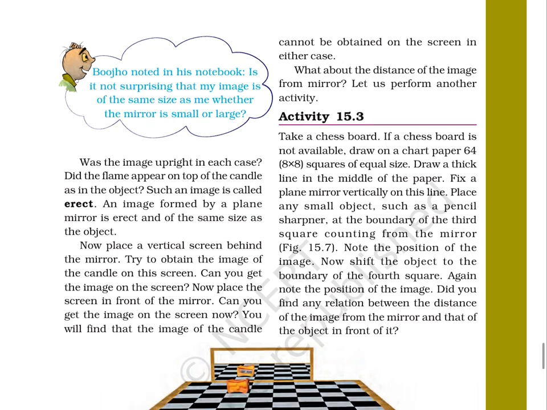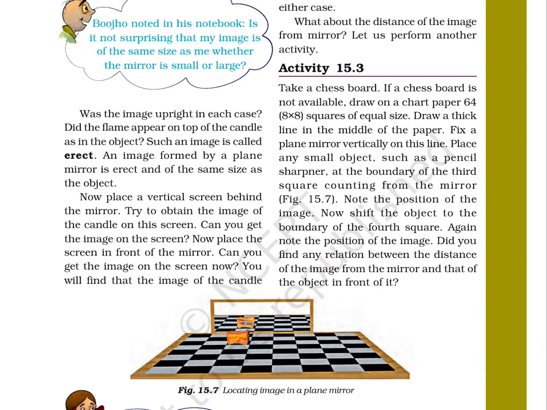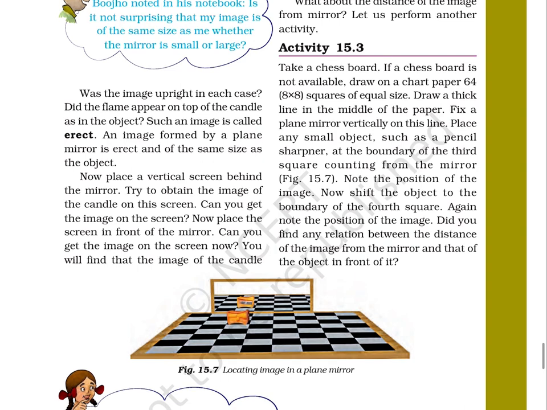Activity 15.3. Take a chessboard. If a chessboard is not available, draw on a chart paper 64, which is 8 by 8, squares of equal size. Draw a thick line in the middle of the paper. Fix a plane mirror vertically on this line. Place any small object, such as a pencil sharpener, at the boundary of the third square counting from the mirror. You can observe this in figure 15.7.